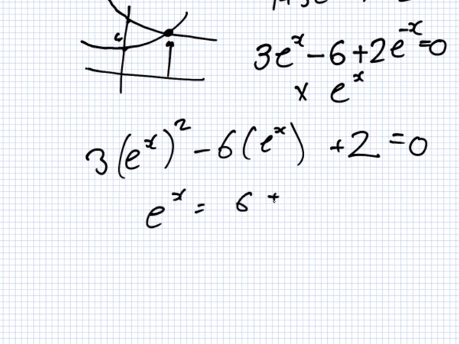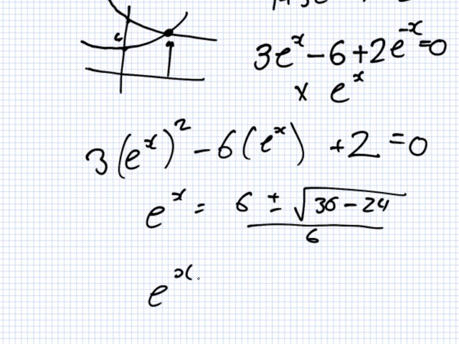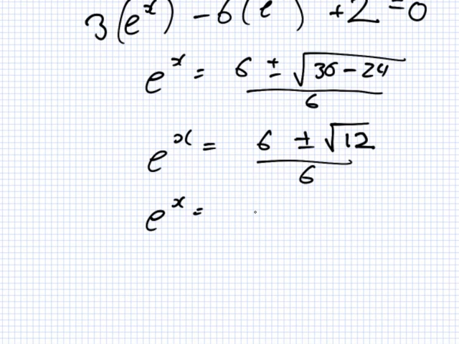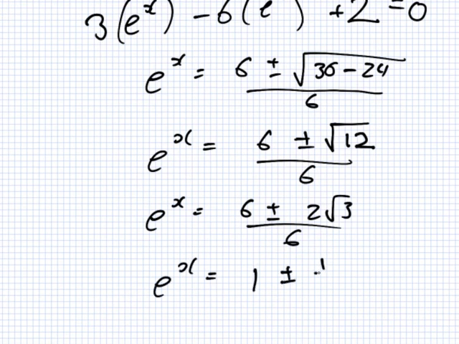Minus b plus or minus the square root of b squared minus 4ac. 4 times 3 is 12. 12 times 2 is 24. All over 2a. So e^x equals 6 plus or minus root 12 over 6. e^x equals 6 plus or minus, this is 2 root 3, over 6. So e^x equals 1 plus or minus 1 over 3 root 3.